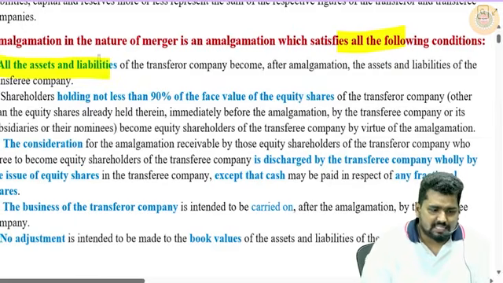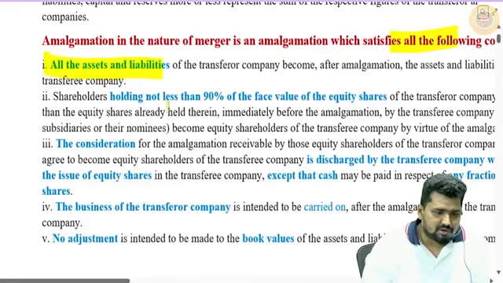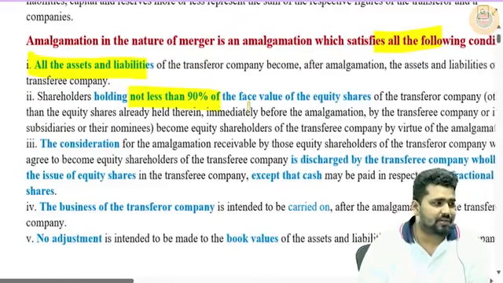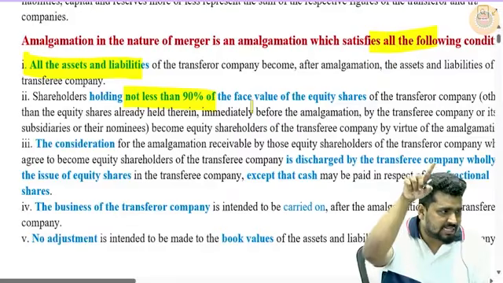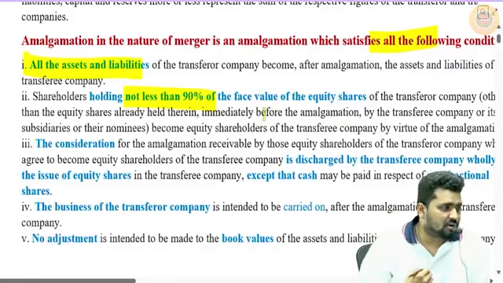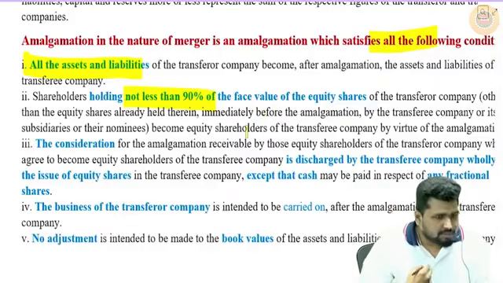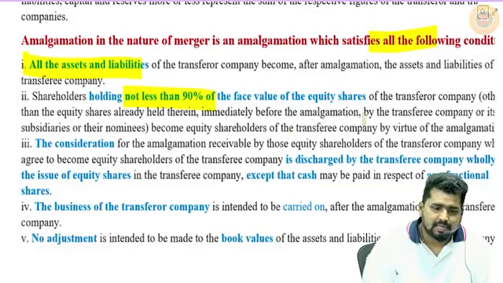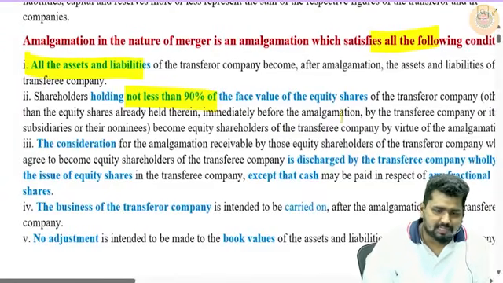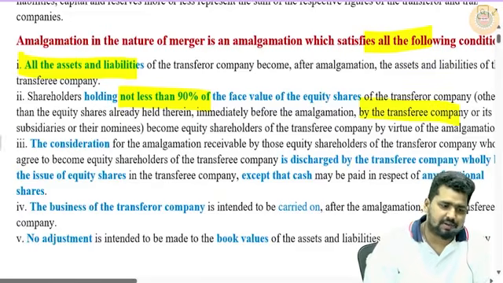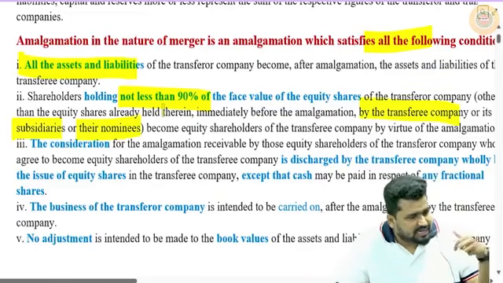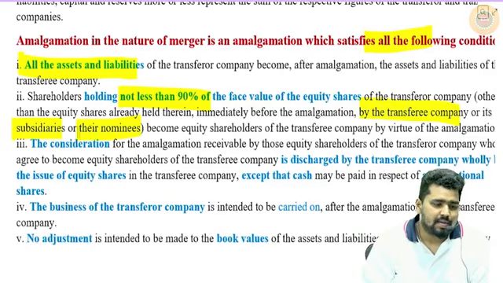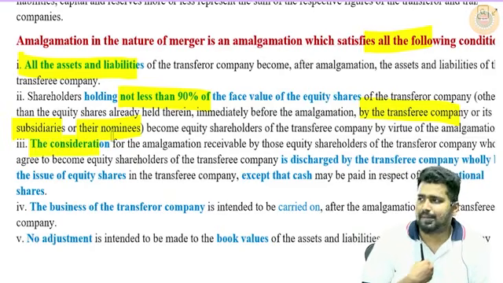Point number 1, all assets and liabilities of the transferor company should become assets and liabilities of the transferee company. Next, shareholders holding not less than 90% of the face value of equity shares of the selling or transferor company should agree to become shareholders of the transferee or buying company, that is the purchasing company. Clear? Shares already held by the transferee company before amalgamation, or by its subsidiaries or nominees, are excluded from that 90%.